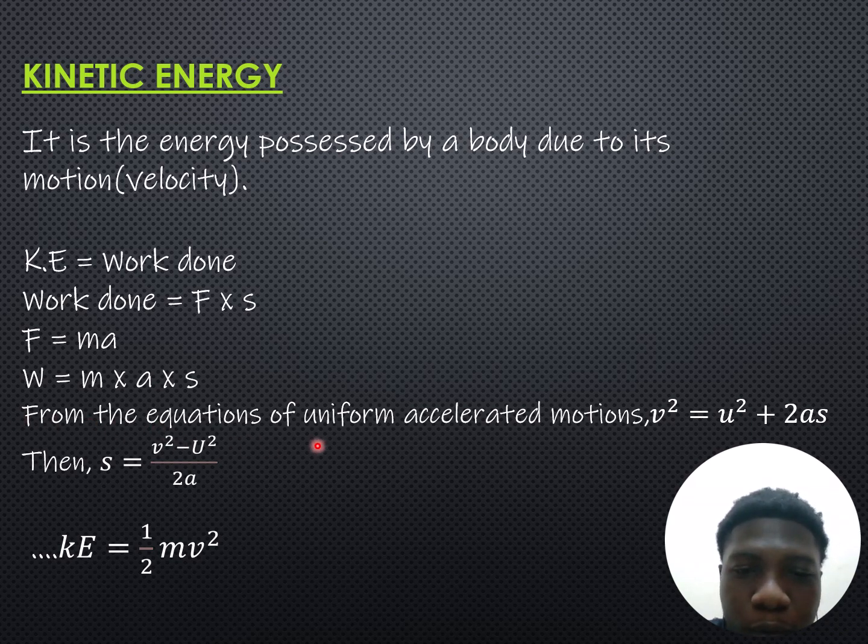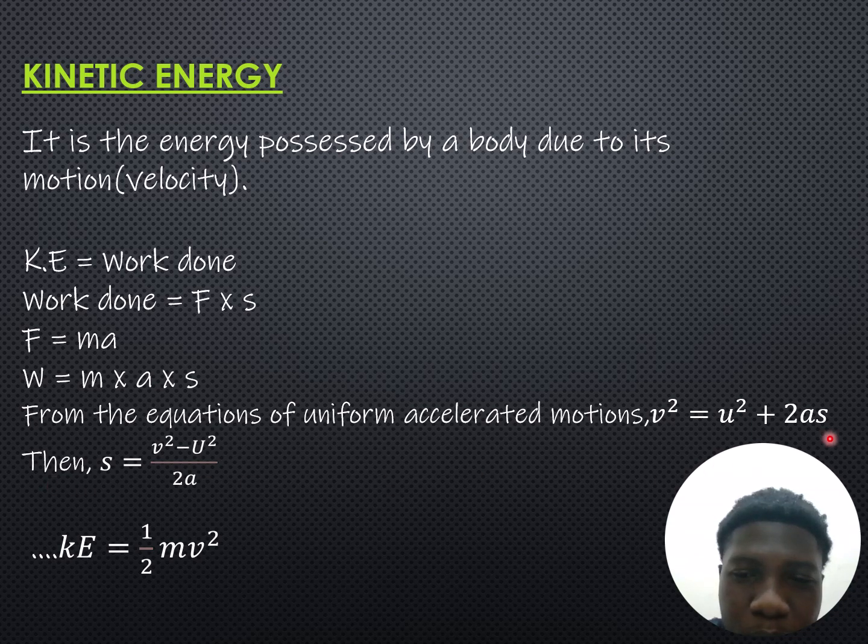From the equation of uniform acceleration motion, v squared is equal to u squared plus 2as. There are three equations, but this is one of them. So v means our final velocity, u is our initial velocity, a is our acceleration, and s means our distance. So we have this formula. Maybe in one of the videos you'll be talking about this, so make sure you don't miss a video.